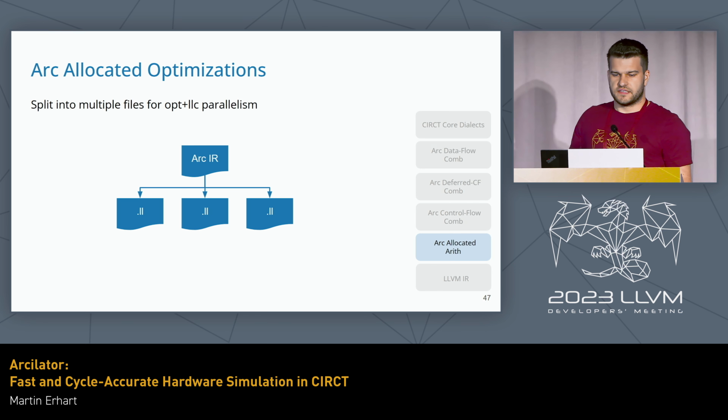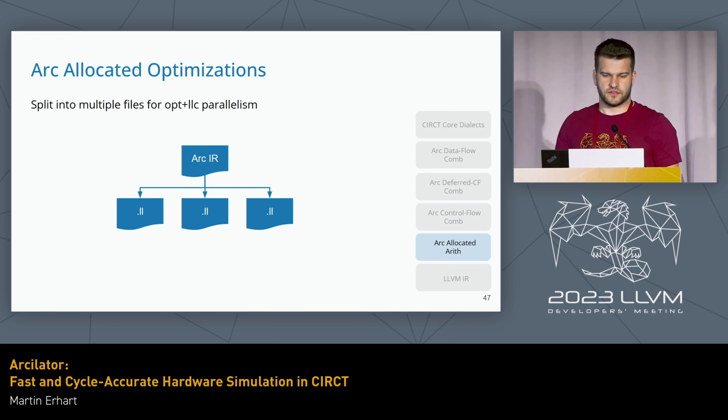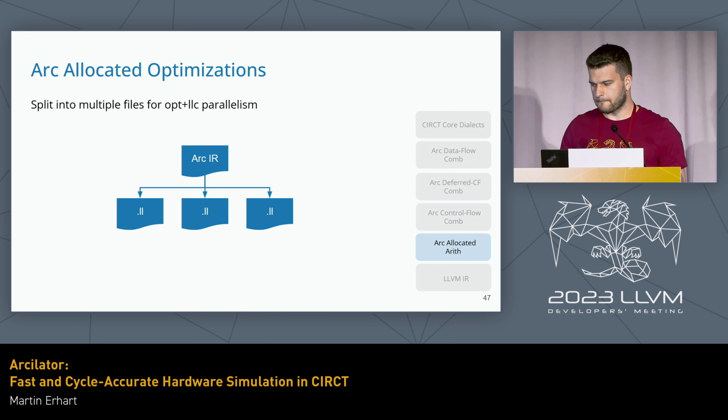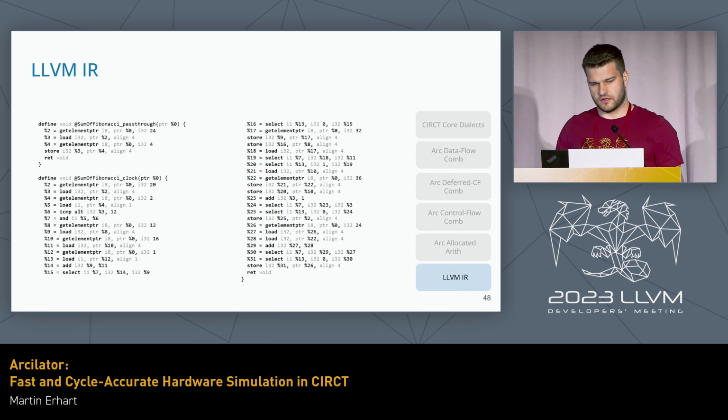Optimizations we can do on this level is splitting the ArcIR into multiple LLVM files, because opt and llc are just single-threaded. So if we just leave them in one file, it would take a while to compile them. And then that's the LLVM IR we get as an output. You can see that there are a lot of those get element pointer, which are the converted allocations, some load store operations, and the combinational logic in between.